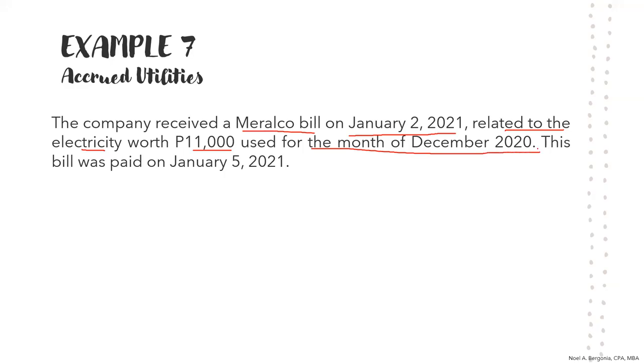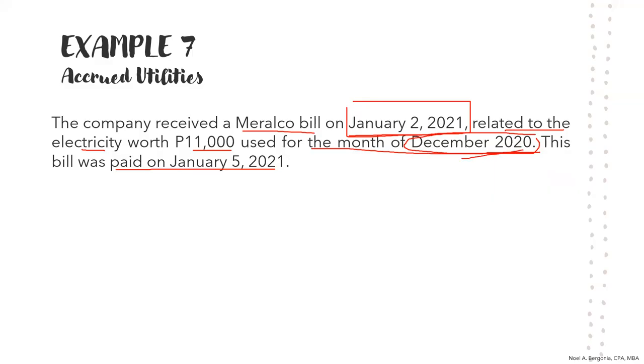O, ito yung sinasabi natin kanina. Based on the definition of accrual basis, we record it based on when it was being used. Kailan nagamit? Answer, December 2020. Kailan natin na-received yung bill? January 2. So, hindi pa siya naka-record, di ba? In the month of December. Wala pa talagang trace ng recorded value there. So, wala sa trial balance. And then, dito, babayaran pa lang siya ng January 5, 2021.